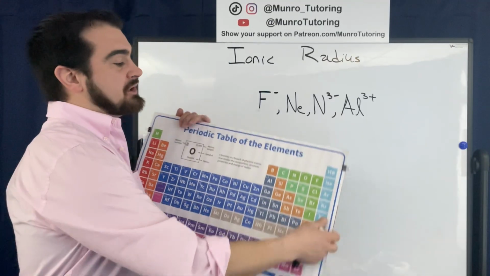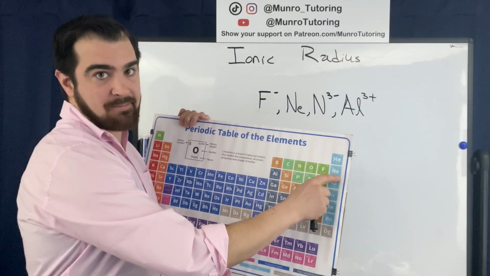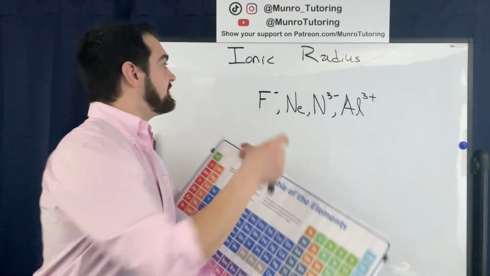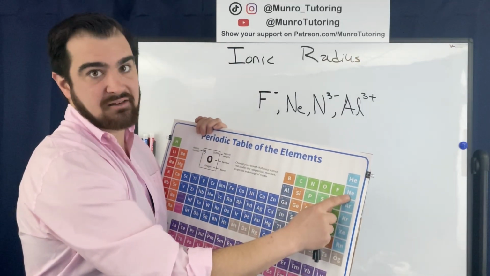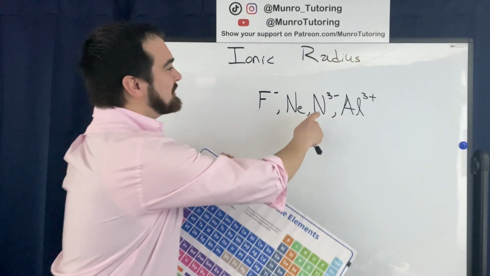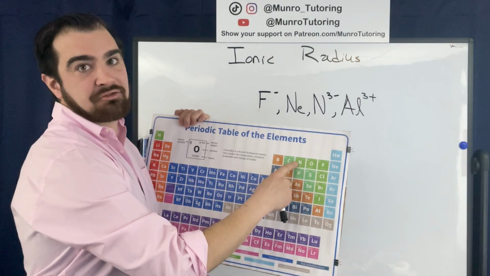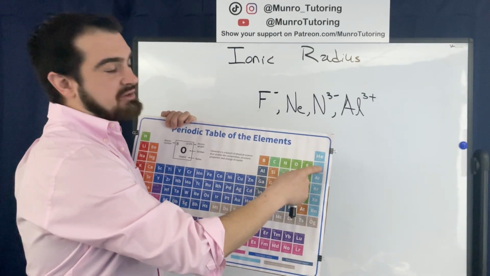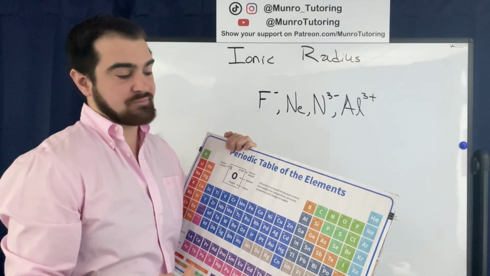Now, if we look at fluorine and we add an electron to it, we go to the right one spot. So the electron configuration of fluorine with a negative charge is the same as that of neon. Neon just is neon, right? And then if we go over here, nitrogen with a -3 charge is over here. If we add 3 electrons to nitrogen, 1, 2, 3, we have exactly the same electron configuration again as neon.